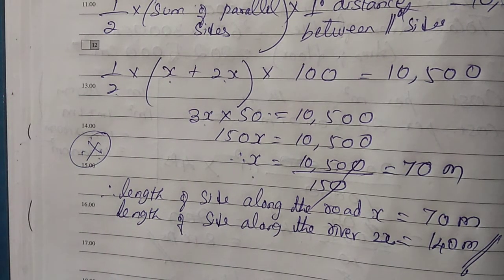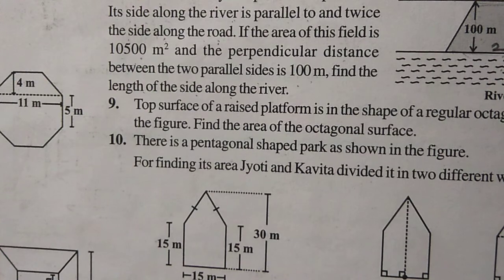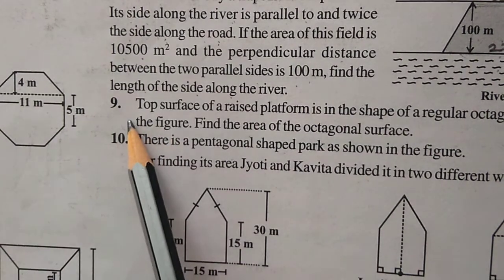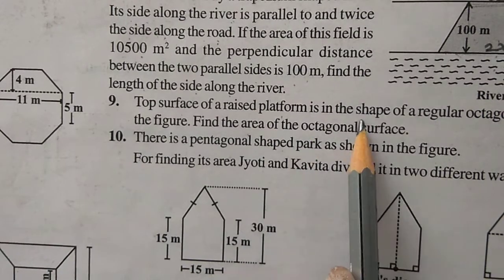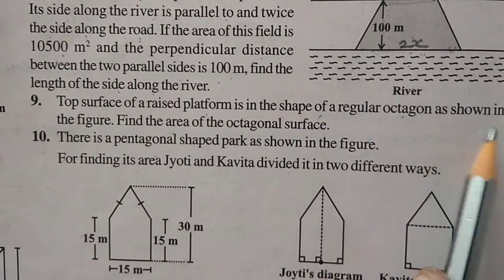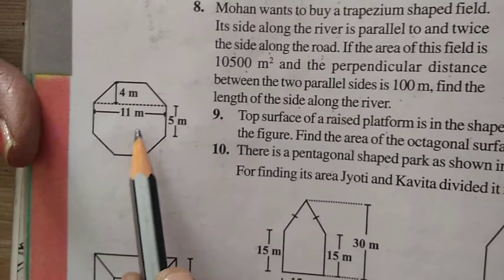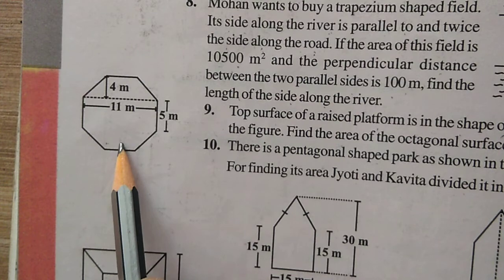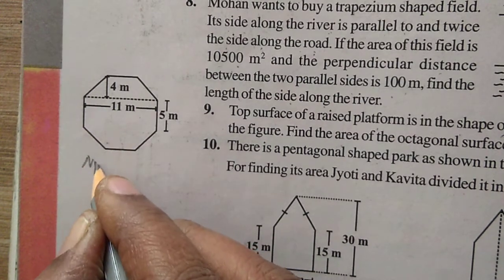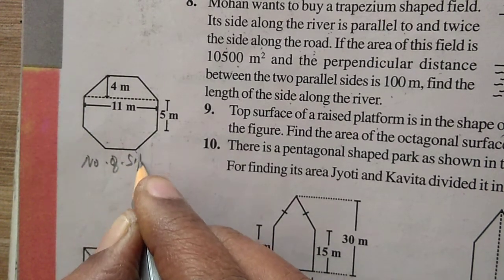In question number 9, the top surface of a raised platform is in the shape of a regular octagon as shown in the figure. You can see on the question number 9 side, you have a figure of an octagon. Octagon means how many sides? Number of sides is 8. Find the area of the octagonal surface.